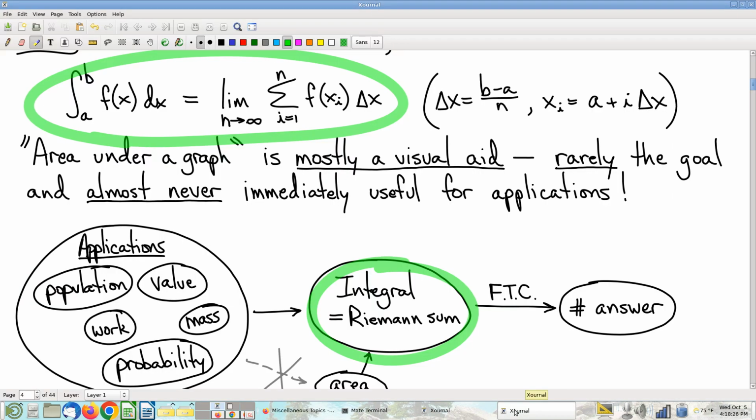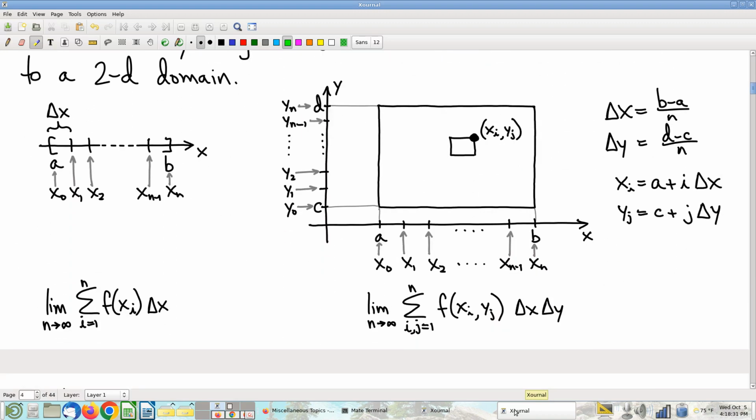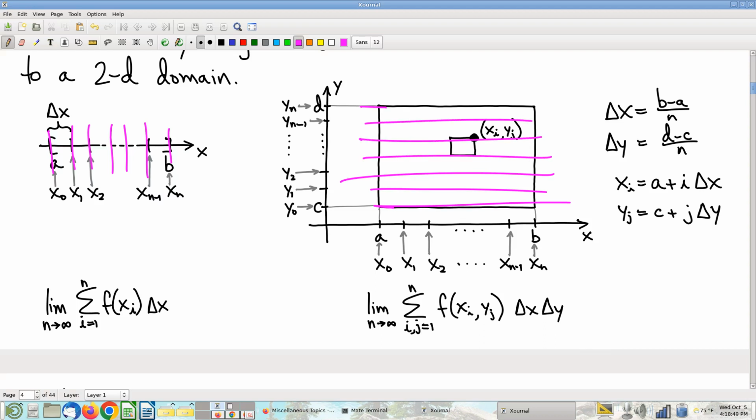Okay, so let's see. We've got a minute and a half. Here's going to be our approach for defining a two-dimensional analog of an integral. In single variable, we took our one-dimensional domain and chopped it up into little pieces. We can do the same thing two-dimensionally. We just have to chop in two different directions. Because it's a two-dimensional domain, you have to chop it two ways to get little pieces.